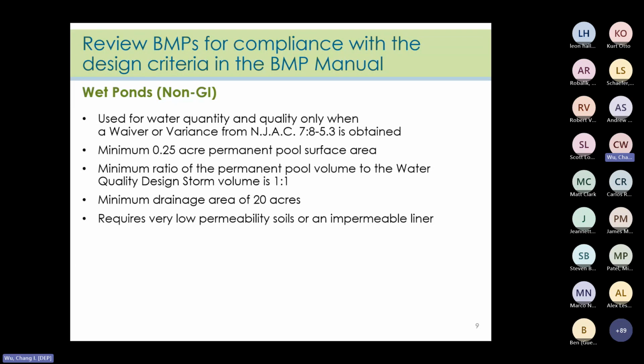And it needs a minimum quarter acre permanent pool surface area inside the wet pond. The minimum ratio of the permanent pool volume to the water quality design storm is at least 1:1. And the minimum drainage area for the wet pond is 20 acres. And it requires very low permeability soil or an impermeable liner.